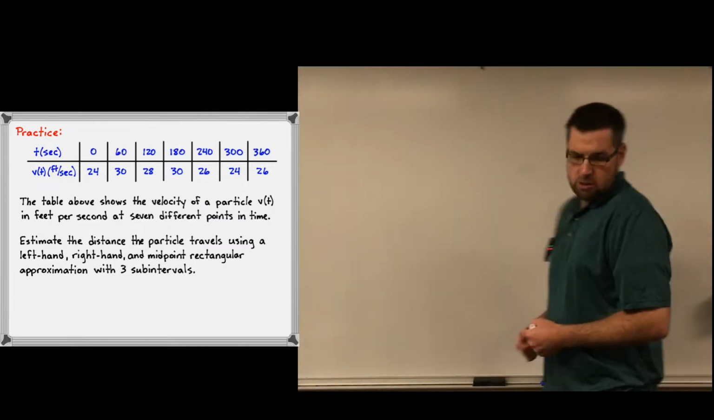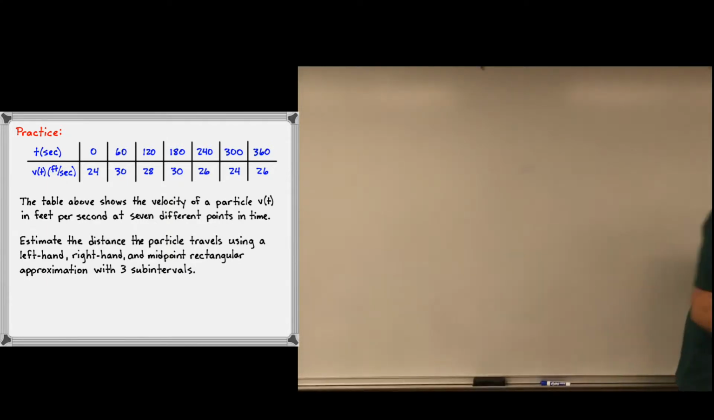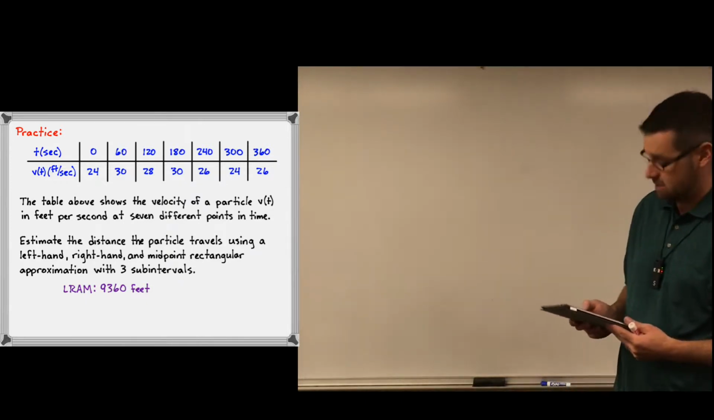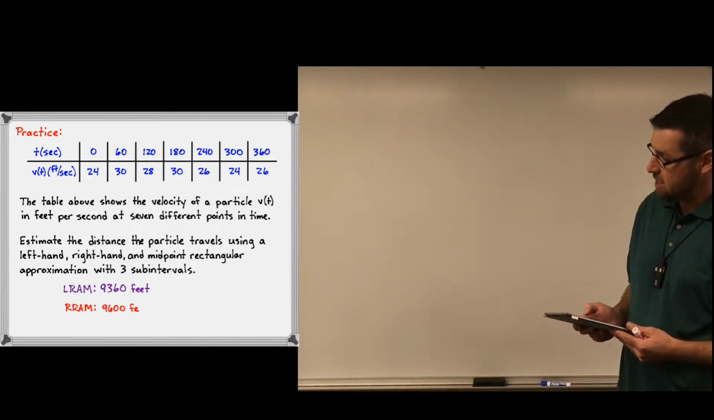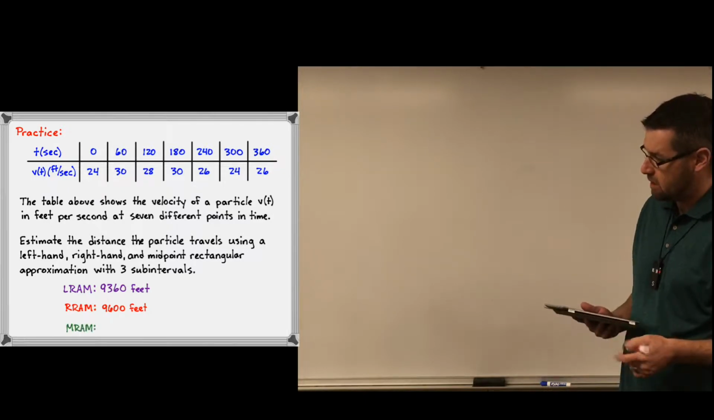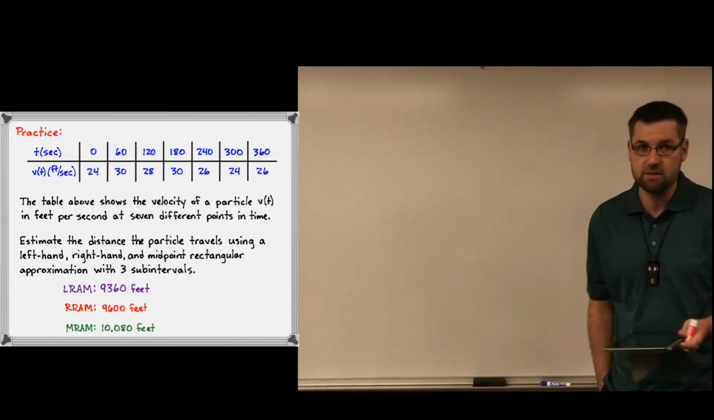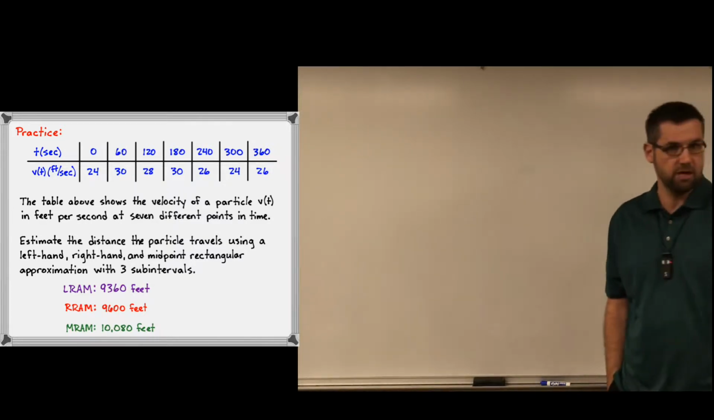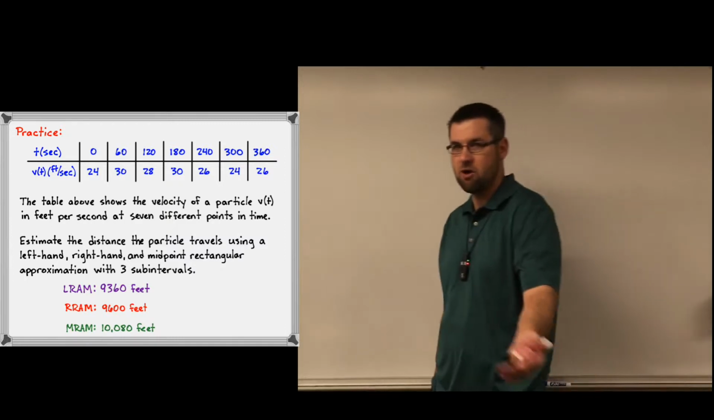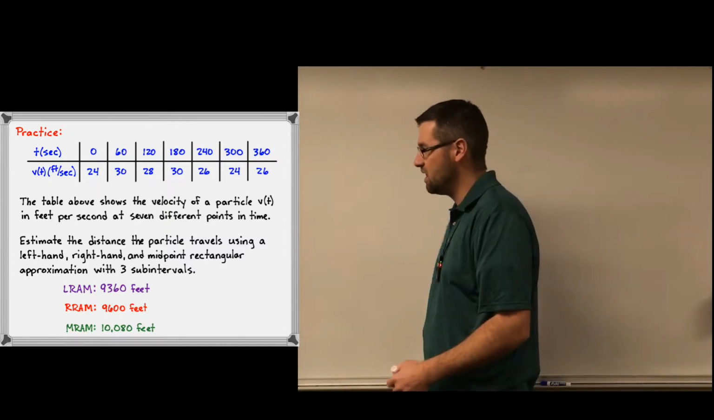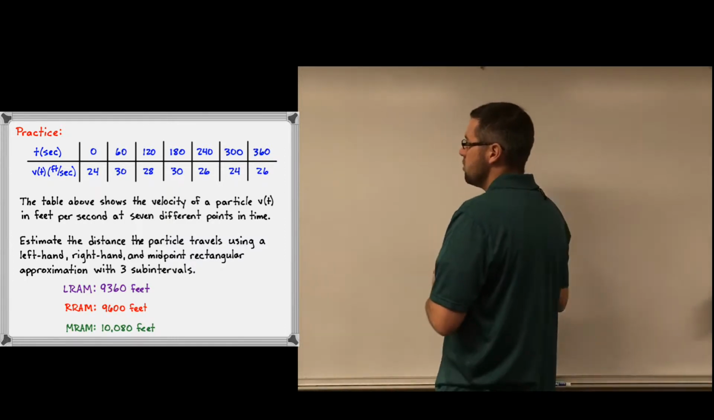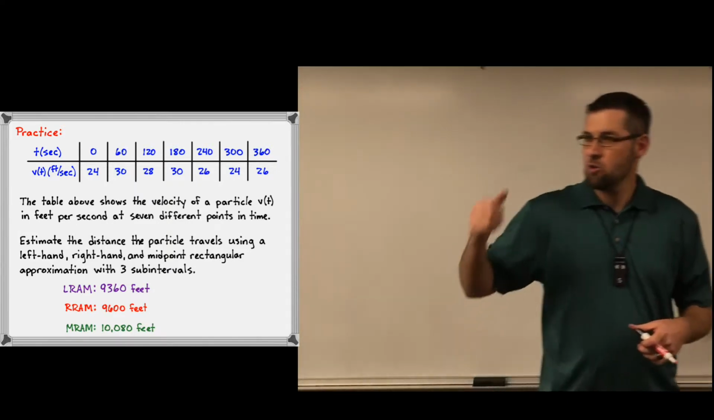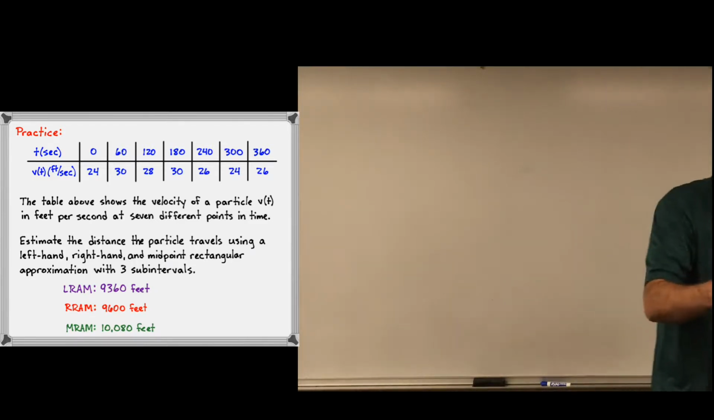Okay. So let's see if you guys got the answers right, and then we can go over them afterwards. LRAM was 9,360 feet. RRAM is 9,600 feet, and MRAM is 10,080 feet. Do I need to go over any of those? I hear midpoint. Do I have to go over all of them? Mid and left? Okay. So what does this really mean? LRAM. Left hand rectangular approximation method.